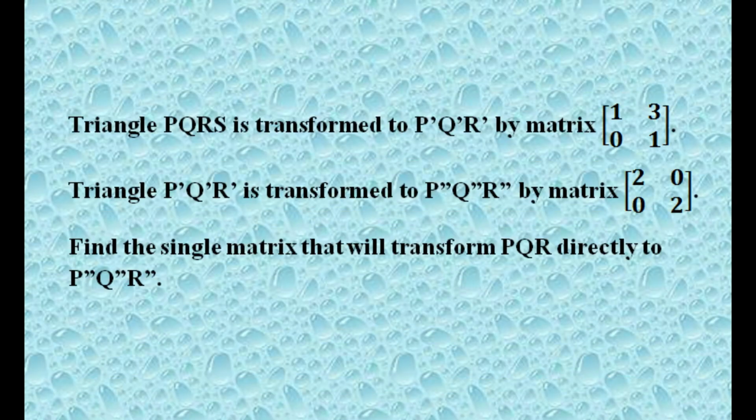Triangle PQR is transformed to P accent, Q accent, and R accent by matrix 1, 3, 0, 1. Triangle P accent, Q accent, R accent is transformed to P double accent, Q double accent, and R double accent by matrix 2, 0, 0, 2. Find the matrix that will transform PQR directly to P double accent, Q double accent, R double accent.